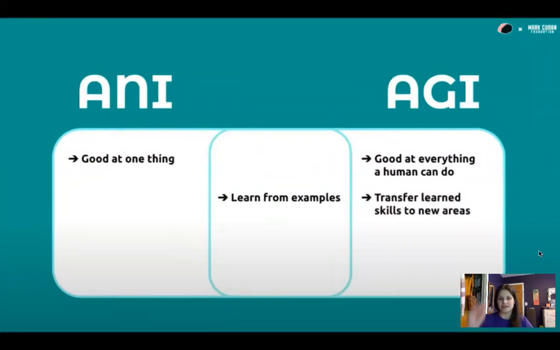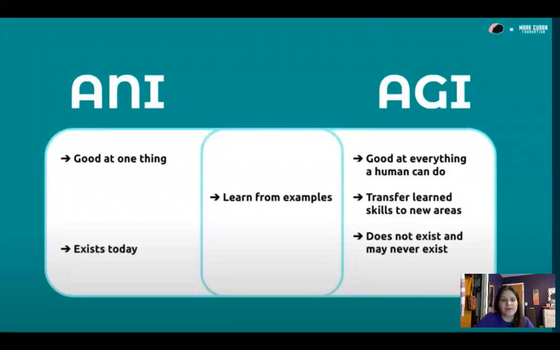AGI has the ability to transfer its new skills to a new area. Facebook Auto Tag can't take that information and translate it into identifying different types of sports cars, or even being able to do a Google search for you. It can't do that. AGI can transfer skills to different areas.